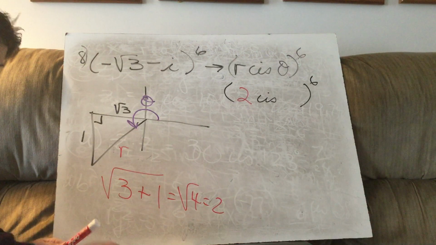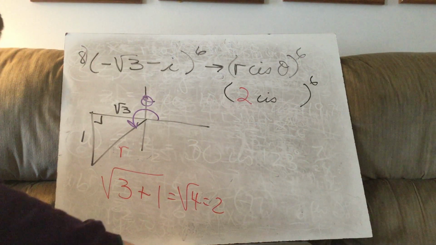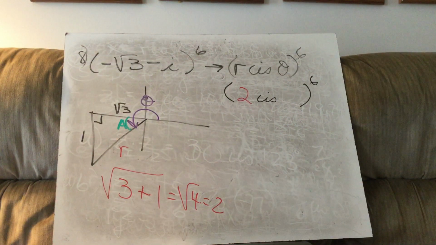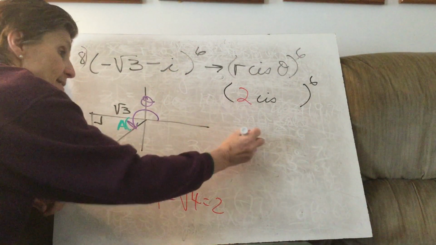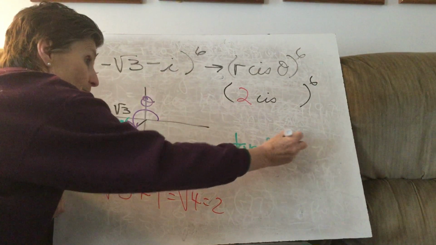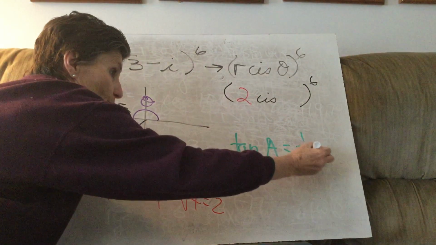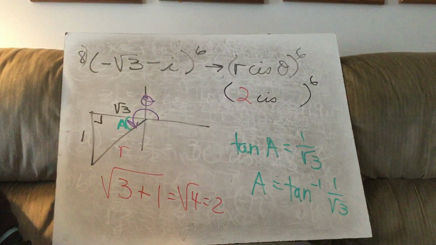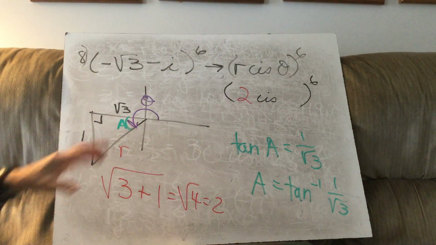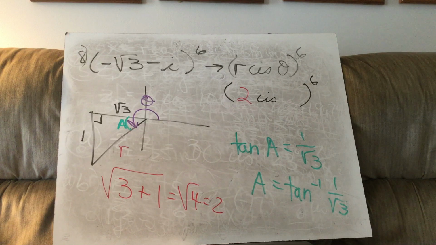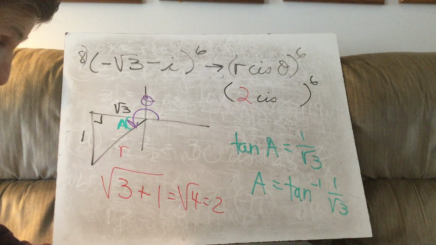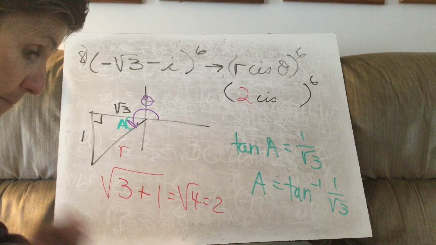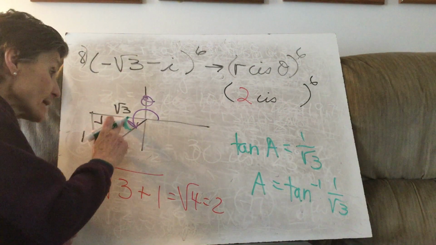Okay, now we need theta. Well, we can't find theta right off the bat. It's too big. So we'll have to find this little angle here first. So to find that little angle, I'll say tangent of A, the little angle A, equals 1 over √3. So A is going to equal inverse tangent of 1 over √3. I hope nobody's confused at this point. This is exactly what we did back on the first page. So I'll go to my calculator, inverse tangent, 1 divided by the square root of 3, and I got 30. So this angle's 30.